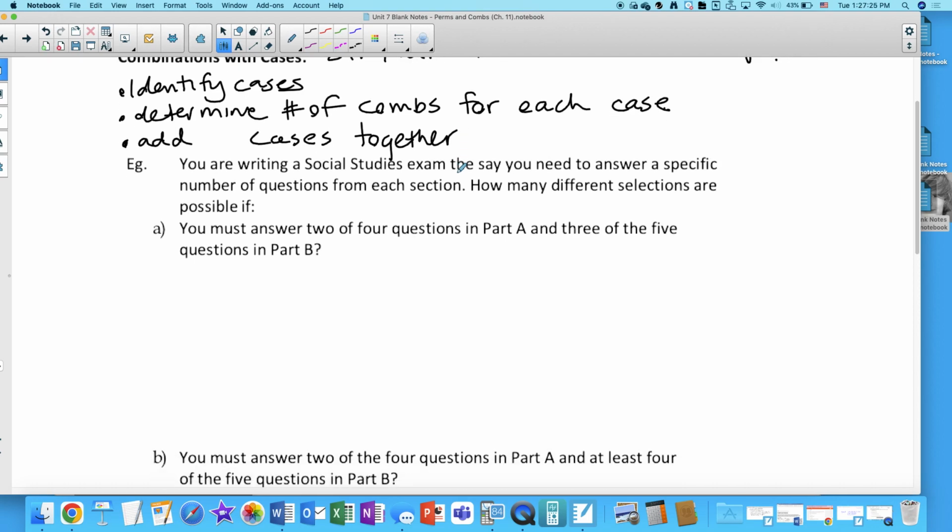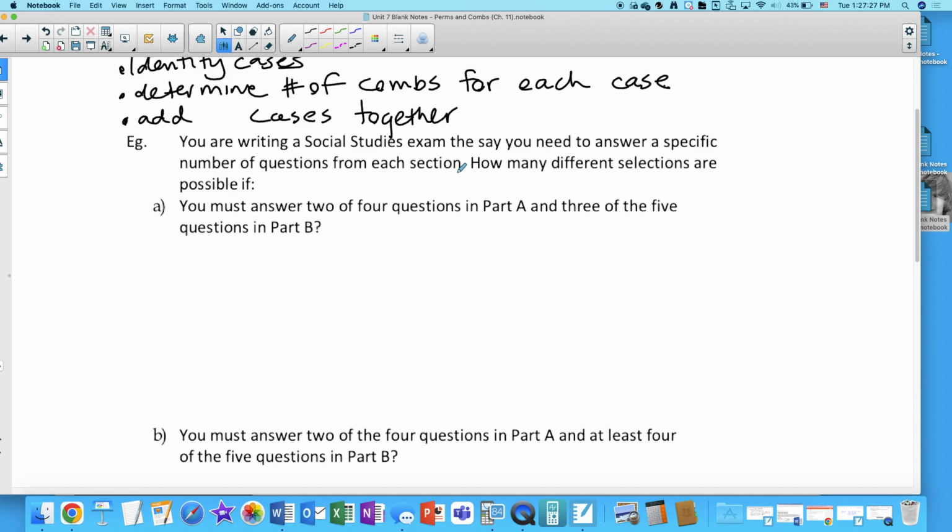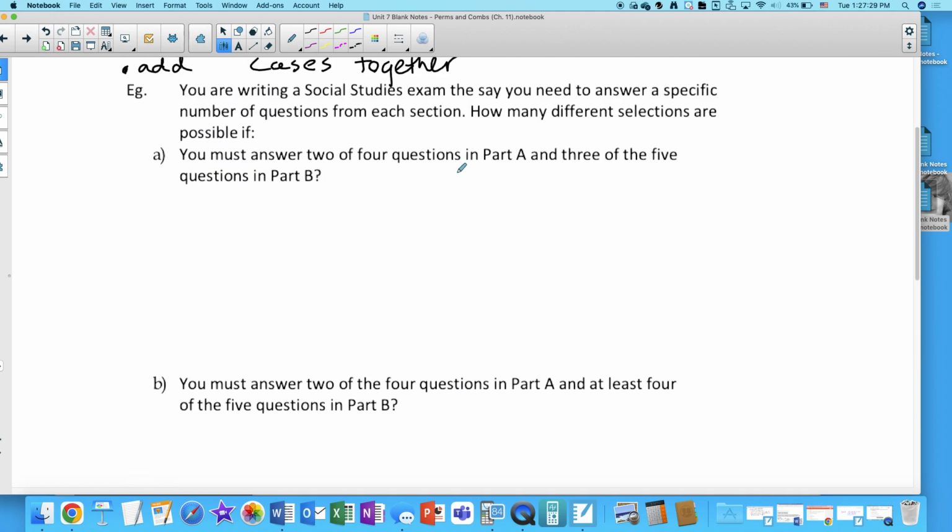Okay. So for example, you are writing a social studies exam, and they say you need to answer a specific number of questions from each section. How many different selections are possible if you must answer 2 of 4 questions in part A and 3 of 5 questions in part B?